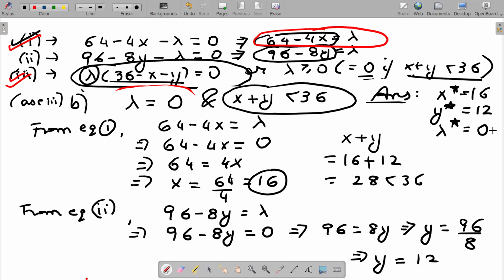Okay, so hoping students have understood this. All we had to do was define the Lagrange, use the complementary slackness condition, and check out the sub cases. Case 3a was not satisfying, case 3b is satisfying. The moment I take lambda equal to 0, I solve for x and y, their sum comes out as less than 36. Hence, this is my answer. Okay, so with this, we are done with question number 1.